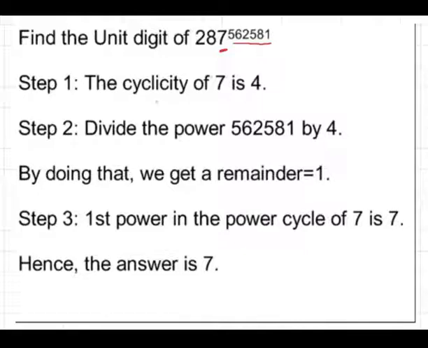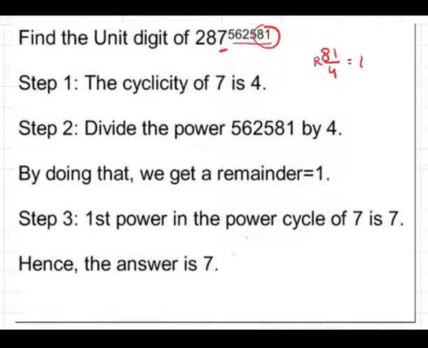The cyclicity of 7 is 4. So divide the power by 4. So you're going to divide this power 562,581 by 4. And you don't have to spend so much time, because the divisibility rule for 4 is to check only the last 2 digits. So you just have to consider this 81, divide by 4 and see what the remainder is, which is nothing but 1. So that is what is mentioned here.